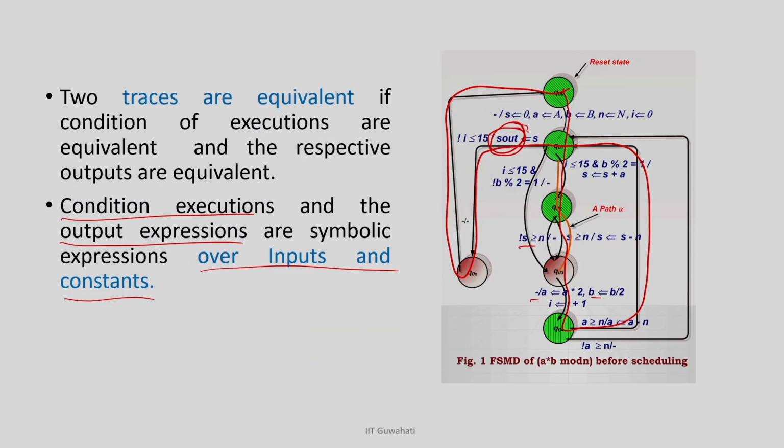So we understood that for every trace we will get a condition of execution and output expressions for every output, and those will be in terms of the input variables and constants. We say two traces are equivalent when their conditions are equivalent and outputs are equivalent. So, you take two traces, their conditions are equivalent, and if there are two outputs, output 1 is equivalent for both traces, output 2 is also equivalent for both traces, and this is a symbolic expression, there is no value. Then we will say two traces are equivalent.